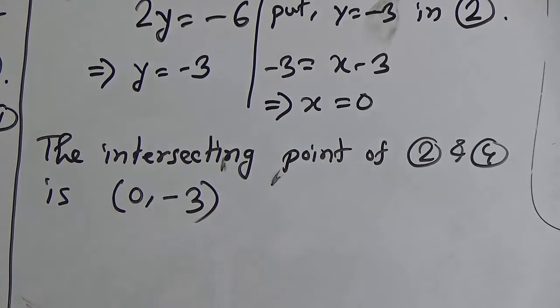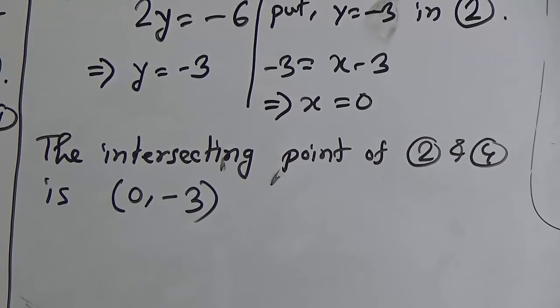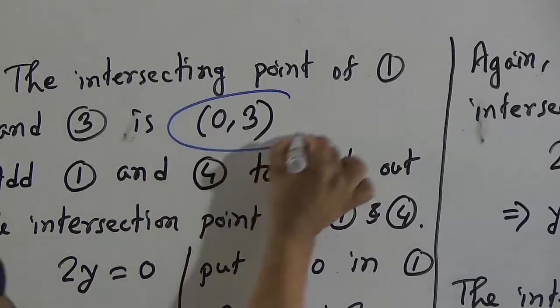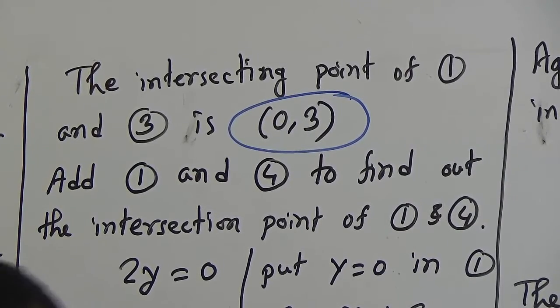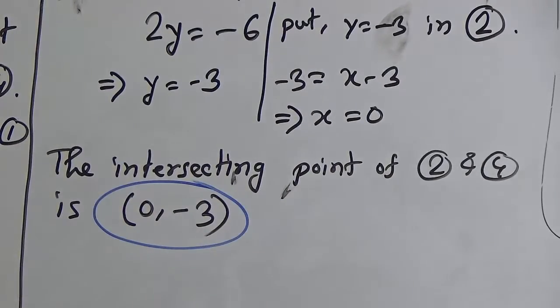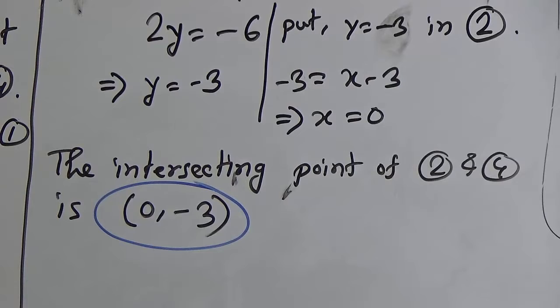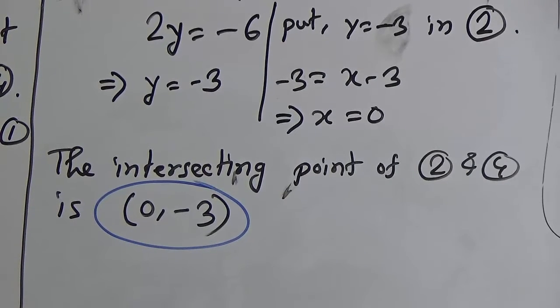This is our fourth point of this quadrilateral. So now indicate the 4 points we have got. The first is 0, 3, the second one is minus 3, 0, the third one is 3, 0, and the fourth one is 0, minus 3. From these 4 points we can draw the quadrilateral which we require here.